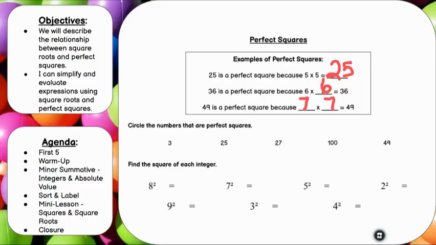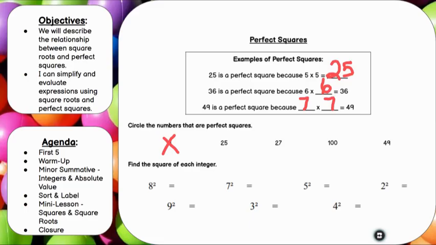All right, we're going to circle the numbers that are perfect squares, and then I will have you pause the video to do the bottom portion. So it says circle the numbers that are perfect squares. Now remember, when we're looking for a perfect square, we're thinking to ourselves, what number times itself would give us that number? So looking at 3, is there a number that I could multiply by itself to get 3? And no, there isn't. So that is not a perfect square.